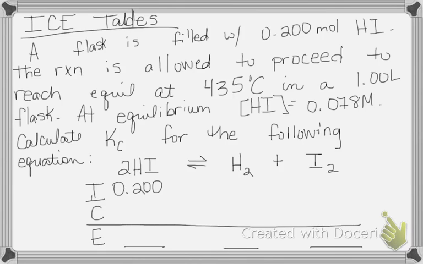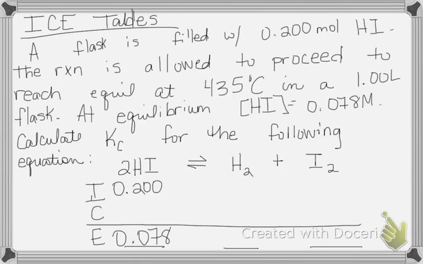Where does that 0.078 molar go in the table? Equilibrium. The problem says that is the equilibrium concentration, so that goes right here on the equilibrium line for the HI. So right now, I have one number that I need to calculate the equilibrium constant. That's all the information that I get from the problem. The rest I'm going to have to come up with.